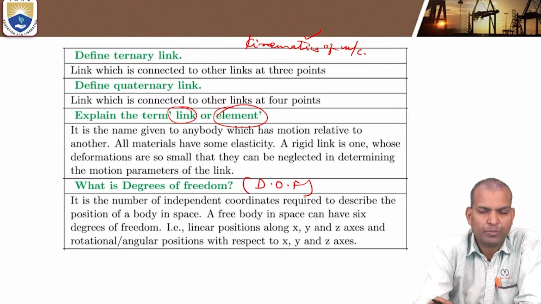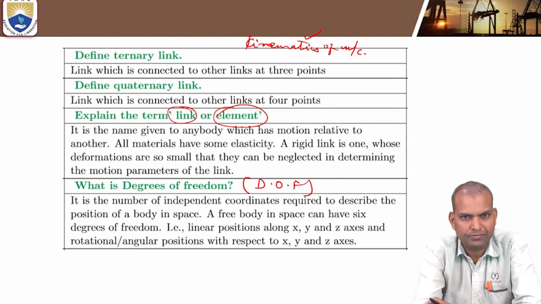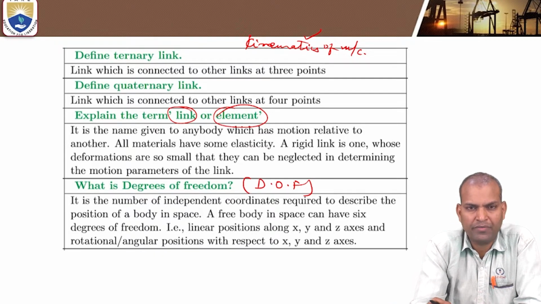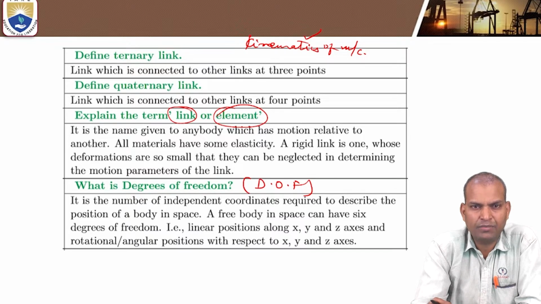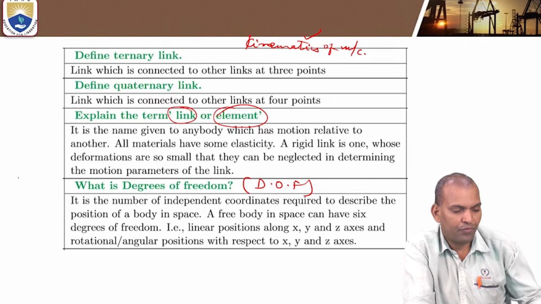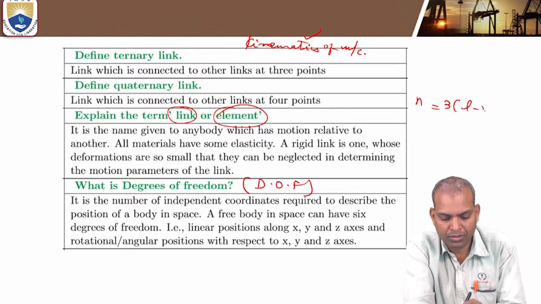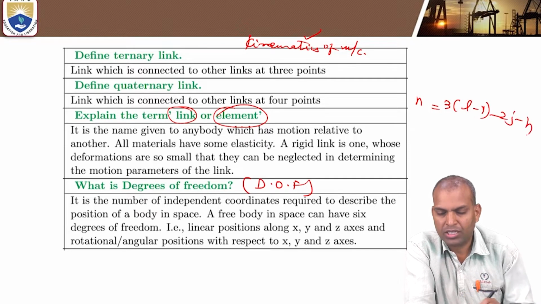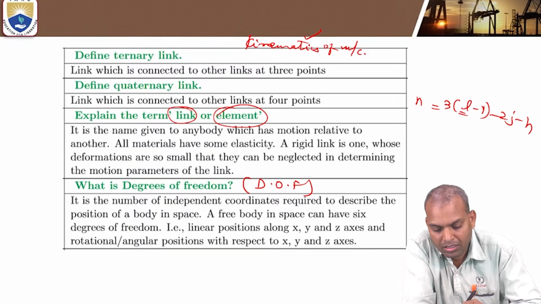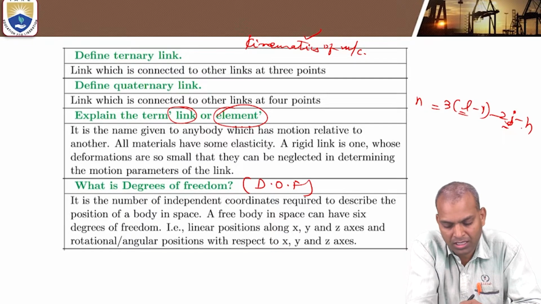Now here we can explain the degree of freedom more elaborately, and how to quantify it. We can quantify by visual inspection for some of the mechanisms, and there is a mathematical formula called Grubler's criterion. The degree of freedom of plane mechanisms is n = 3(L - 1) - 2j - h, where L is the number of links, j is the joints, and h is the higher pairs. This j is the lower pair also, and h is the higher pair.